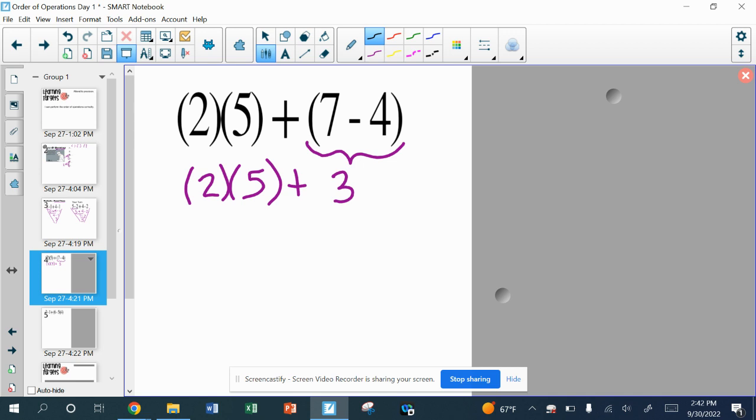Now I would have to multiply. Like I wouldn't do 5 plus 3. I have to multiply it first. I have to do 2 times 5 is going to be 10 plus 3 gives me 13 for my answer.